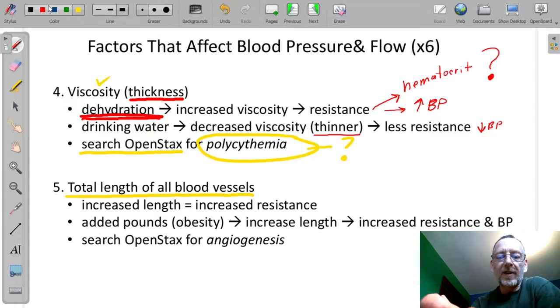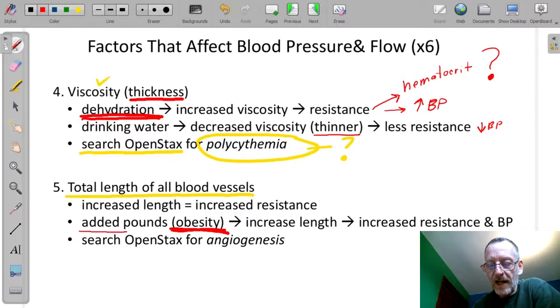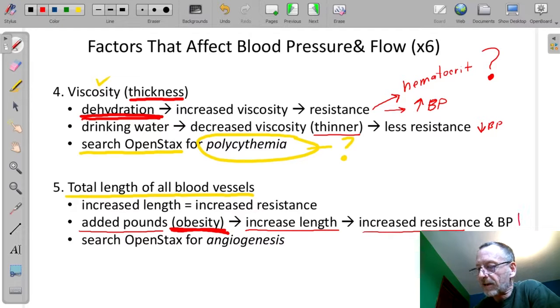And a practical implication of this: obesity is a national epidemic, so we have problems of hypertension in our population. With added pounds, you have to supply blood to the extra pounds. That increases the length, that increases the resistance, and that increases the blood pressure. So it's one of the first things that patients with hypertension are advised to do, is to drop some weight. It's beneficial for lots of different reasons, this just being one of them.